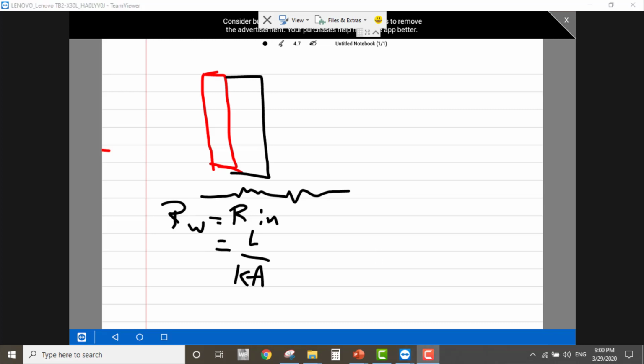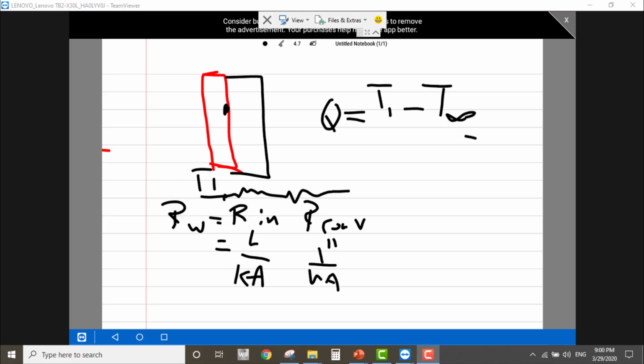Okay, and here our convection is equal to 1 over HA. Okay, so if I want to write the equation, Q equals, if this is T1 here at the interface, T1 minus T infinity divided by R insulation plus R convection.